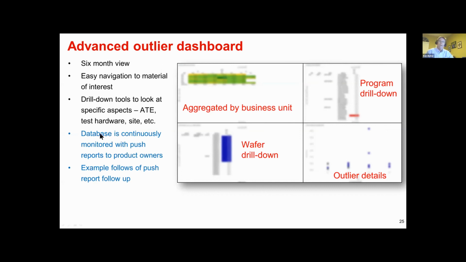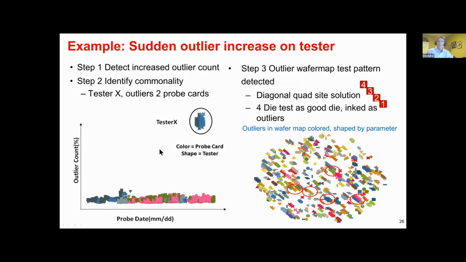Not only are we doing that, but we also have systems that are running in the background that are continuously monitoring that data source with push reports going out to the product owner. So if your outlier losses start trending in the wrong direction, then a report gets generated and sent to the product owners to say, hey, you have some material running in this particular factory, and you had this number of losses coming from these particular parameters, so they can go and react to that information and say, okay, what's going on here? Maybe we need to go and understand why these trends are going the wrong way. And in the next couple of slides, I'll show you some examples of what that looks like when you follow up on that.